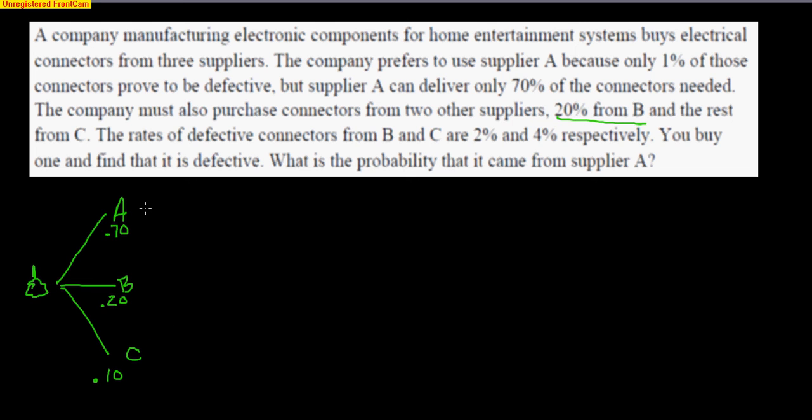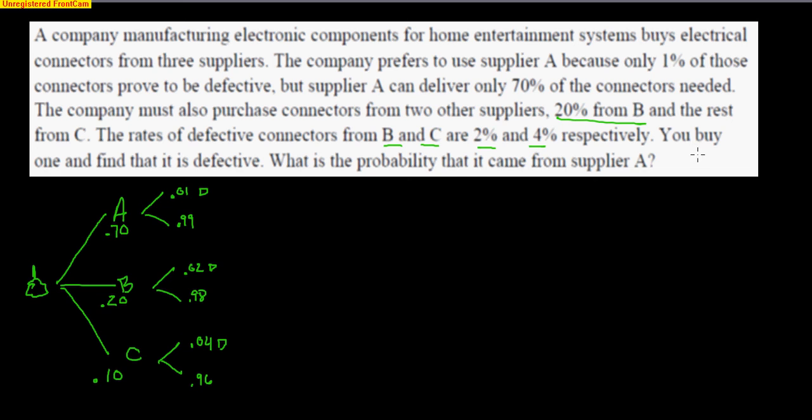Now, I know that if you get a connector from A, there is a 1% chance it's defective, 99% chance it's not. Now, it goes on to say, the rates of defective connectors from B and C are 2 and 4% respectively. So for B, that would be 2% are defective, 98% are not. And then from C, 4% are defective, 96% are not. So the final question says, you buy one and it's defective. What's the probability it came from A?